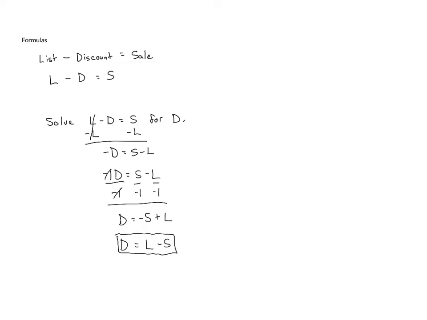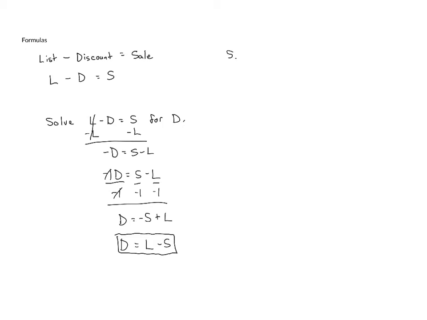Solving a formula for a variable allows us to write the relationship in a different way, but with that particular variable isolated, so that we can figure out what its value is in terms of the others. Let's take a look at a couple more examples.